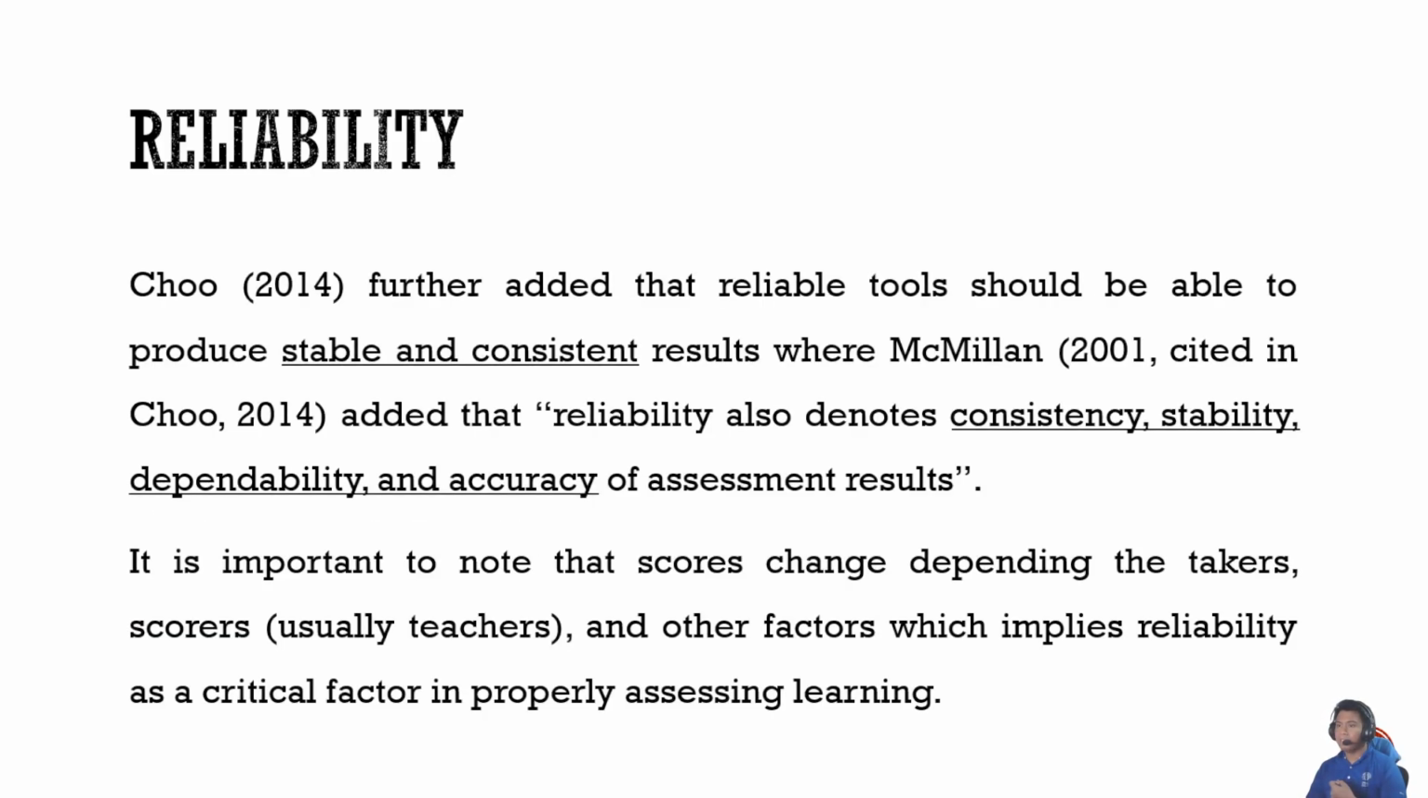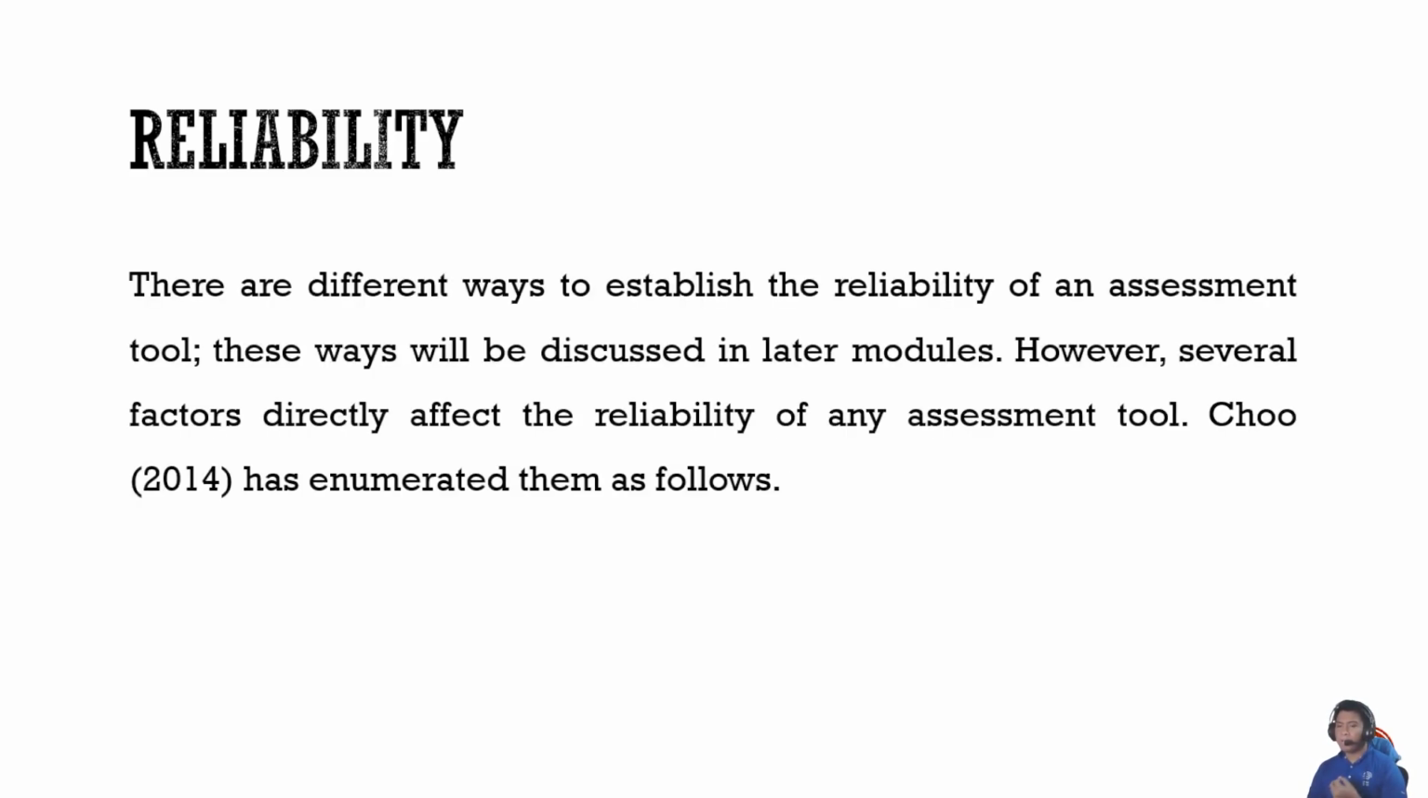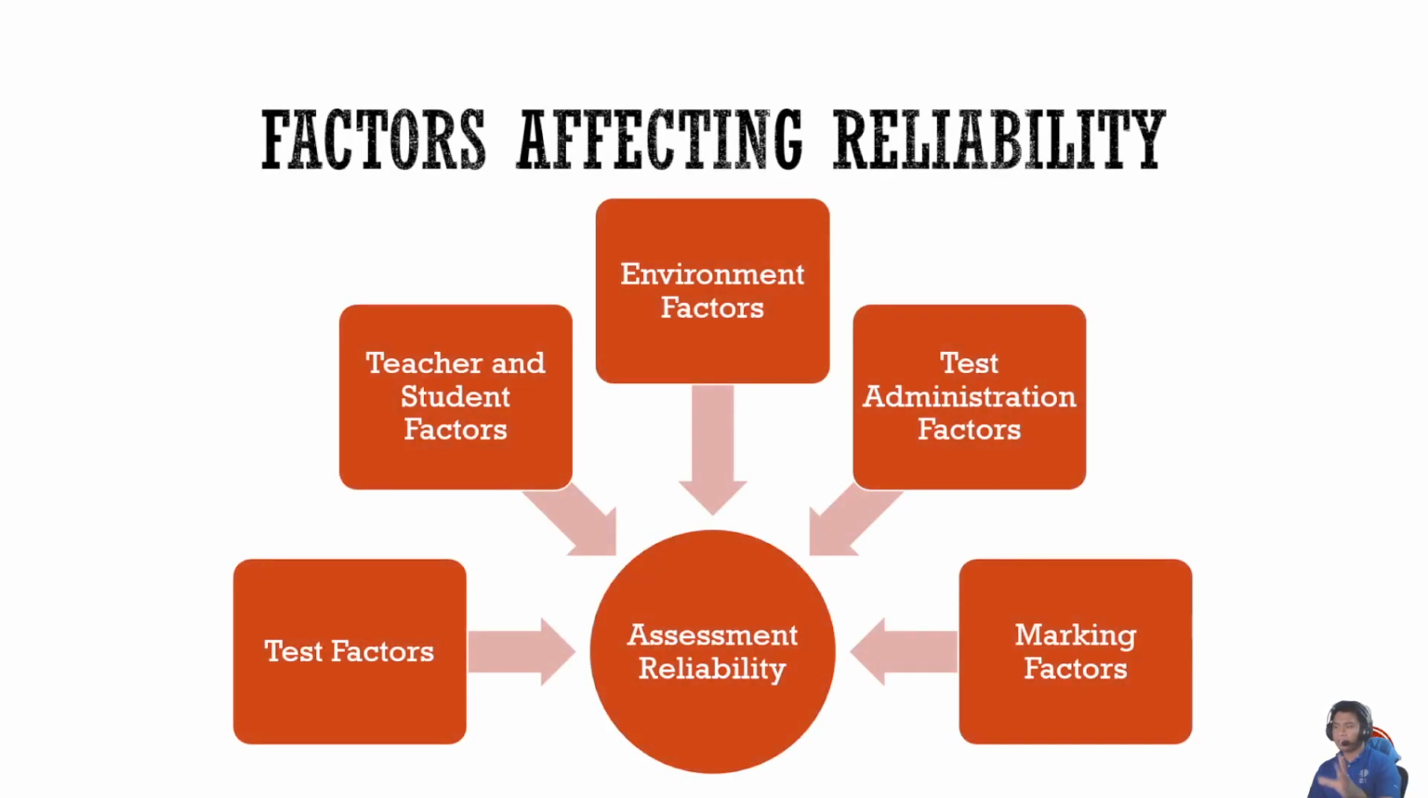Choo further added that tools should be stable and consistent. You'll always see here the words consistent, stable, dependable, and so on. Now, there are many ways to establish the reliability of a particular test. We will have a module for that. But for now, we're going to talk about the factors that affect the reliability of your assessment. Here are the factors as suggested by Choo in 2014. He gave 5 factors.